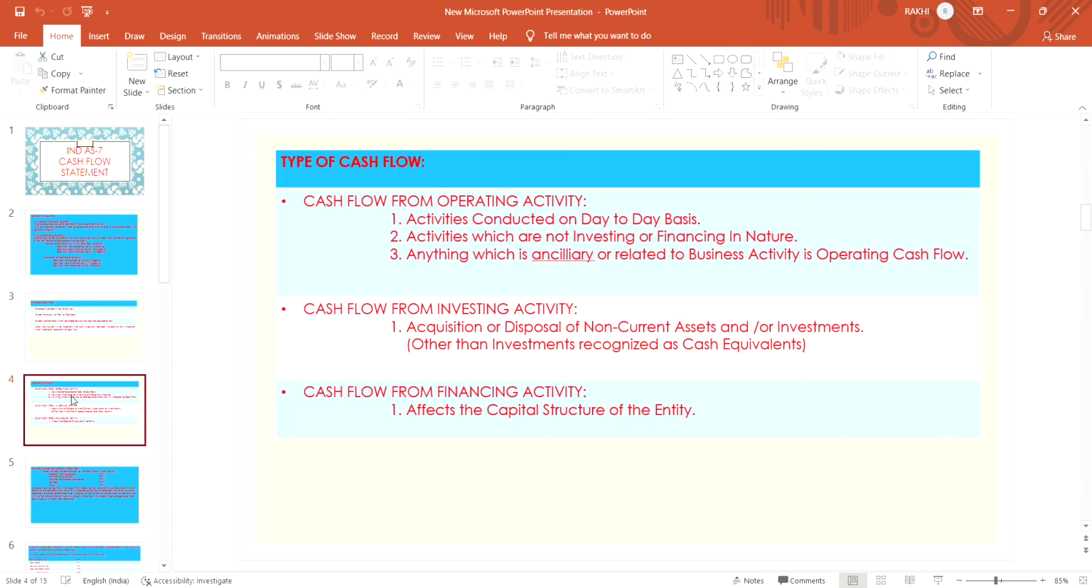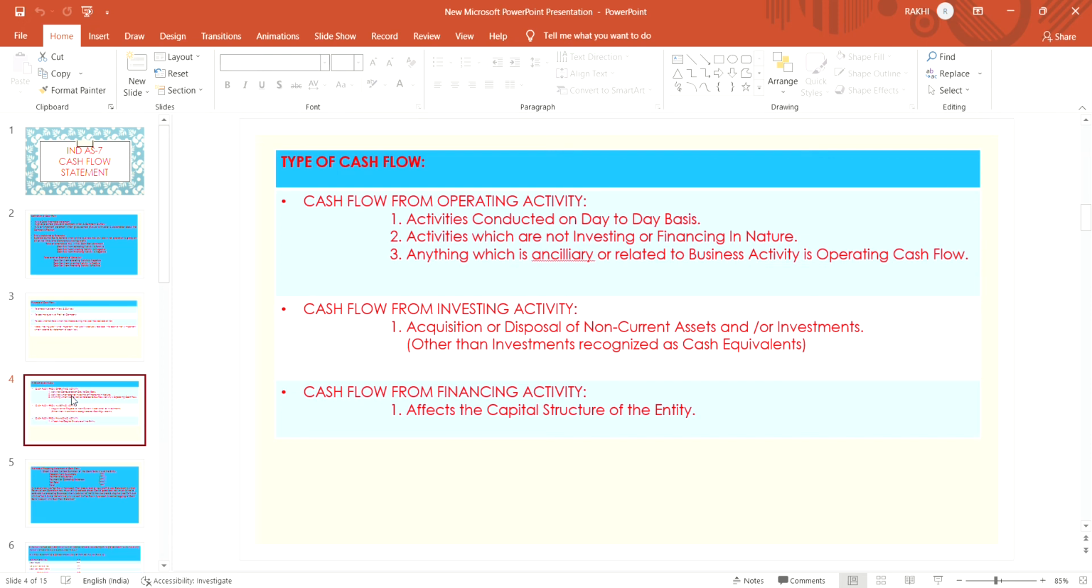Now, types of cash flow. There are three types: cash flow from operating activity, cash flow from investing activity, and cash flow from financing activity. Cash flow from operating activity means activity conducted in day-to-day business, whatever operation is going on day to day, and from that we are generating cash. That is the cash flow from operating activity.